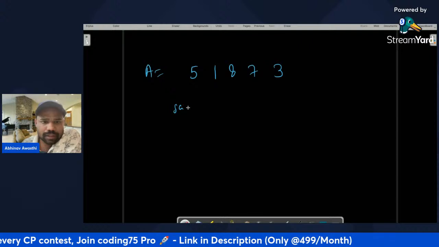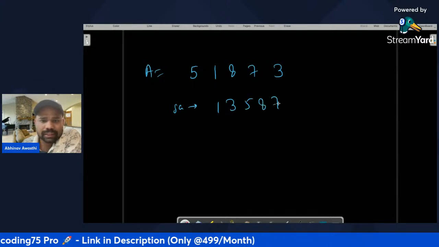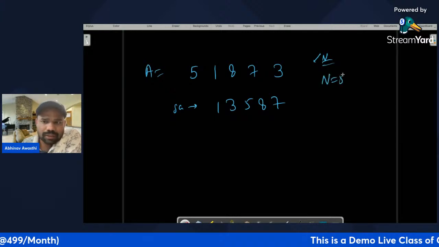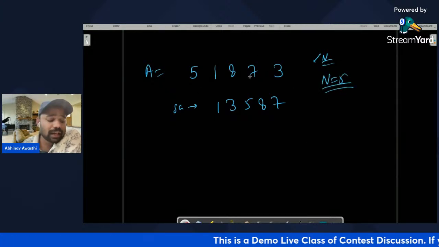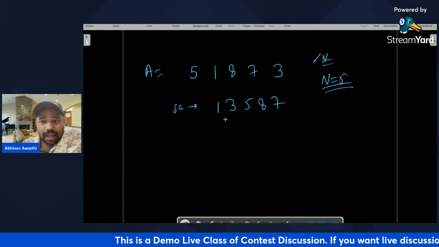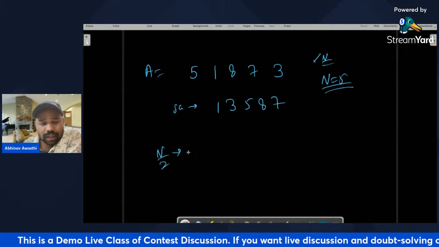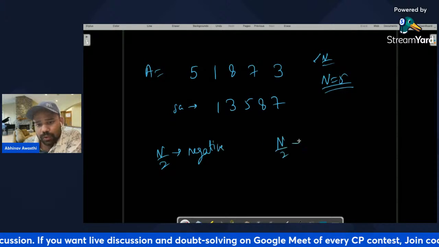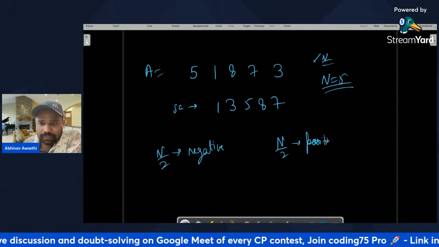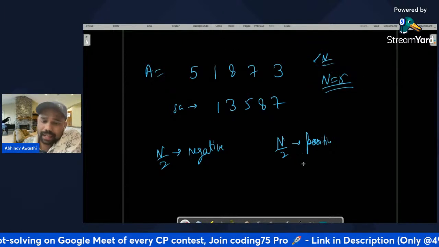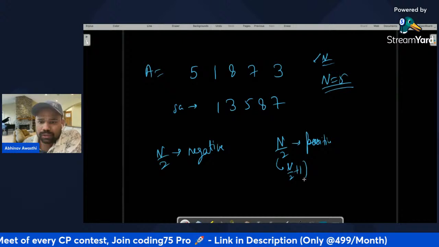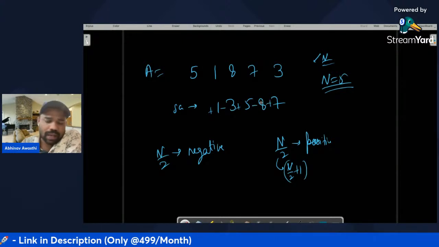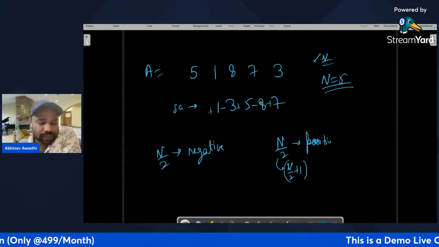So after sorting, the array will become 1, 3, 5, 8, 7. And there are odd numbers. So if you will see, if there are a total of 5 numbers in the array, and you arrange it in the alternating sum manner, n by 2 numbers will have the negative sign and n by 2 numbers will have the positive sign. And if n is odd, then actually n by 2 plus 1 numbers will have the positive sign. Because here it will be positive, negative, positive, negative, positive. So 2 are having negative signs and 3 are having positive signs.